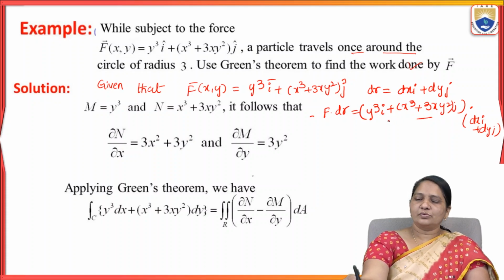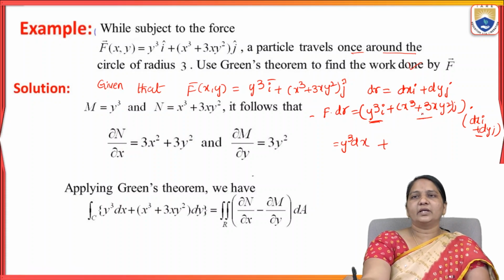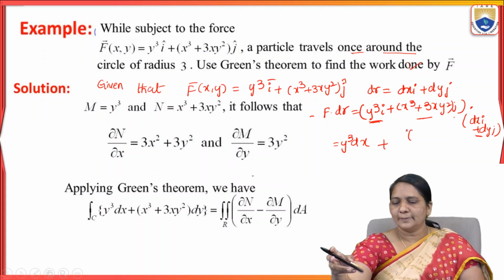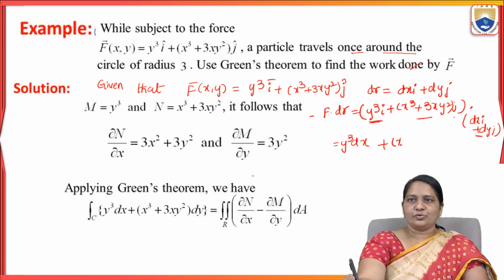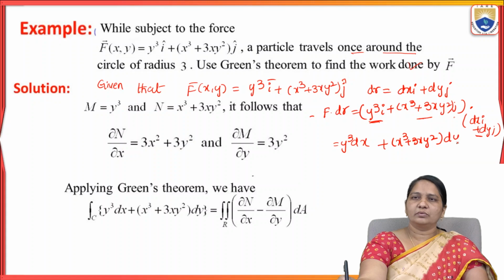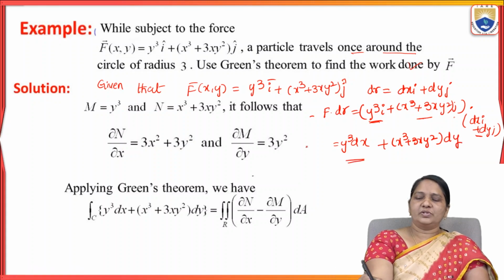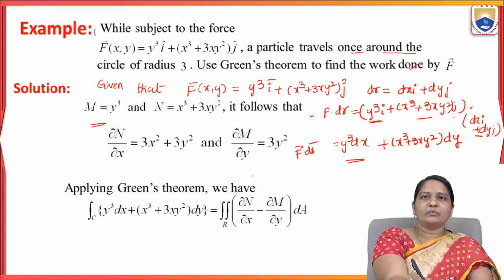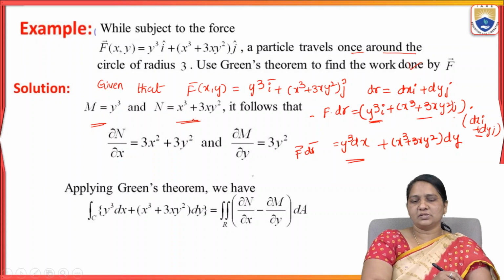First, y cube i and dx i, and i dot i is 1. So finally this is y cube dx plus. Next, the second term, (x cube plus 3xy square) dy, and j dot j is 1. So finally this value is (x cube plus 3xy square) dy. This is the final value of F dot dr. Now we can know the M value: M equals y cube and N equals x cube plus 3xy square.